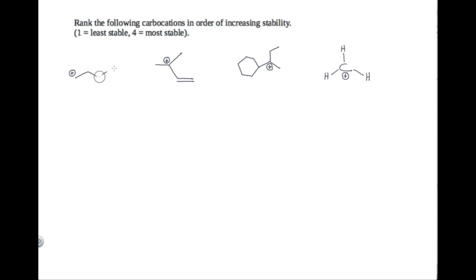Well, we know the way to compare carbocations is by classifying them as primary, secondary, or tertiary. So let's do that. This looks like a primary carbocation. Remember, we're focusing on this carbon because that's the one with the positive charge. This carbon is connected to one carbon chain, primary. This would be a tertiary carbocation because this carbon is attached to three carbon chains.